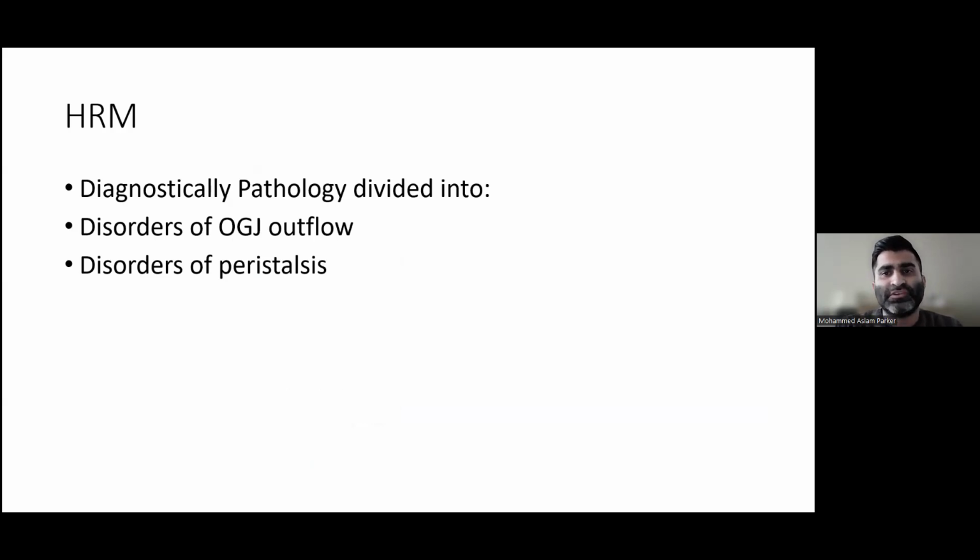On high-resolution manometry, diagnostically, your pathology can be divided into disorders of OGJ outflow, which would include your achalasia types 1 to 3 and OGJ outflow obstruction, and then disorders of peristalsis, which would be absent contractility, distal esophageal spasm, hypercontractile esophagus, and ineffective esophageal motility. That is the end of my brief talk before Sassa's talk.